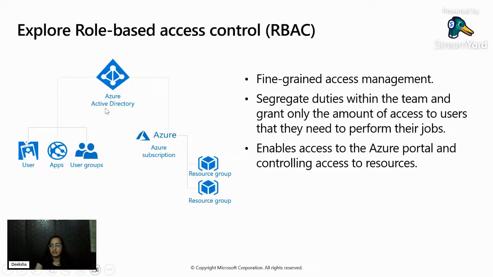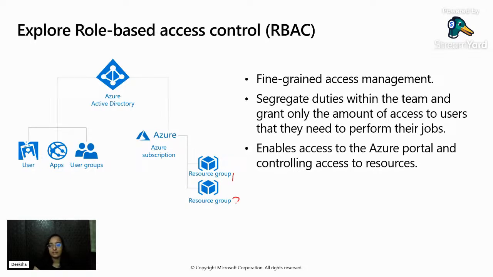And within Active Directory you have a subscription that belongs to it. So it might happen that you are part of the directory but you don't have any level of access, so you need to go with RBAC over here. If I'm granting you access at the RBAC level, then you have access on all the resource groups. And within the subscription you do have resource groups, for example resource group 1 and resource group 2.